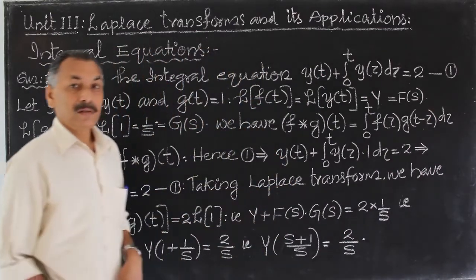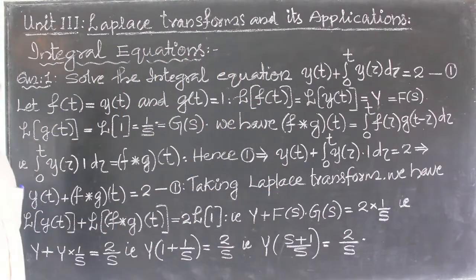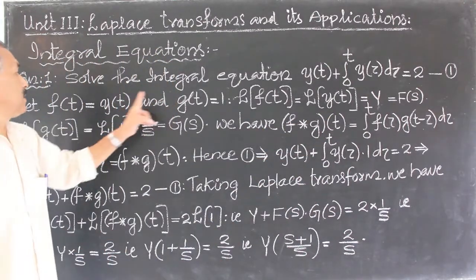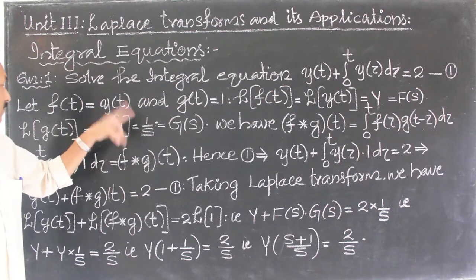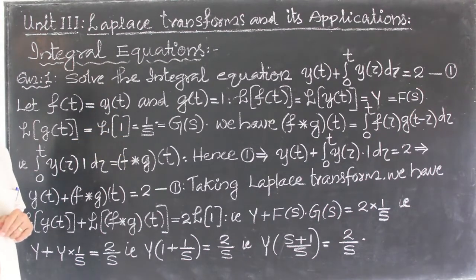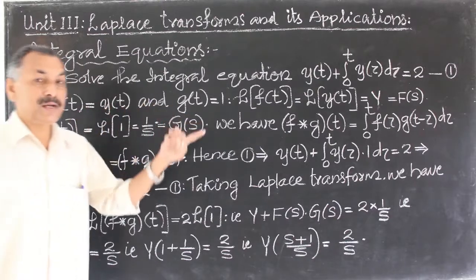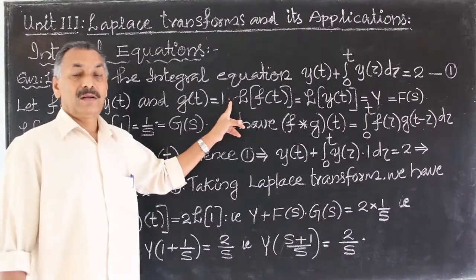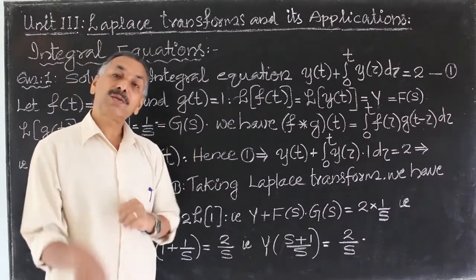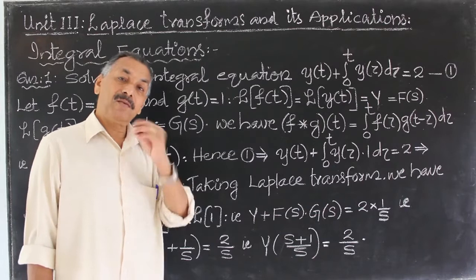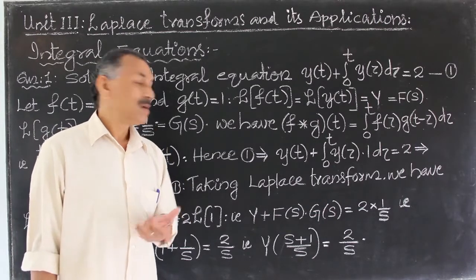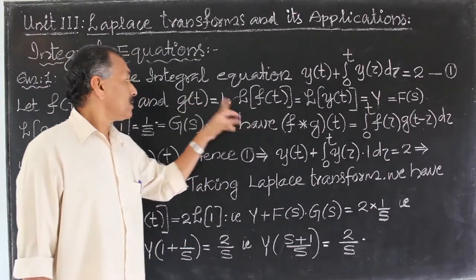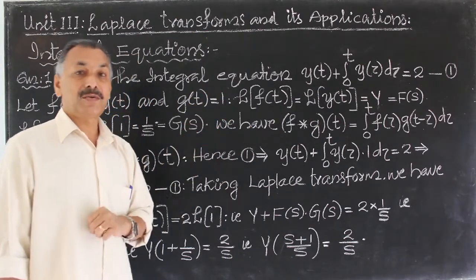That is equal to integral 0 to t. What is f of t? f of t is equal to y of t. Then f of tau means y of tau, into what is g of t minus tau. g of t is equal to 1. If g of t is equal to 1, then g of t minus tau will also be 1. For any value of t, the function gives the value 1. g of t1 is equal to 1, g of t2 is equal to 1, g of t minus tau is also equal to 1.